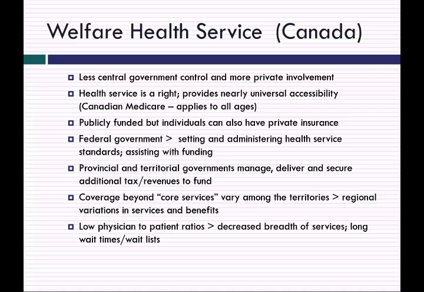The role of the federal government is that it sets and administers the health service standards, and it assists with funding. But after that, the provision of services is really up to the provincial and territorial governments. So these would be similar to state and local governments in the U.S. It's up to the provincial and territorial governments to manage, deliver, and secure additional tax revenues to fund it. So you can see how the provision of services might vary significantly in different provinces and territories.